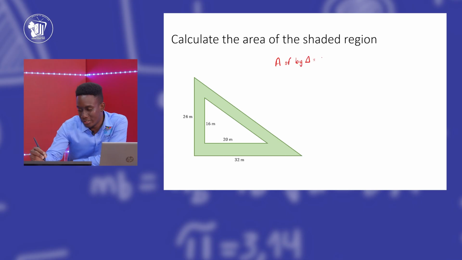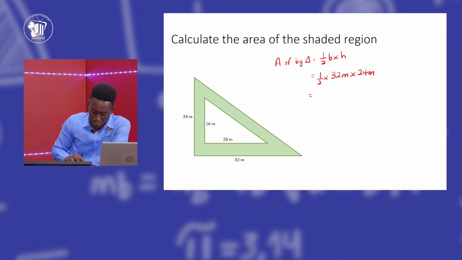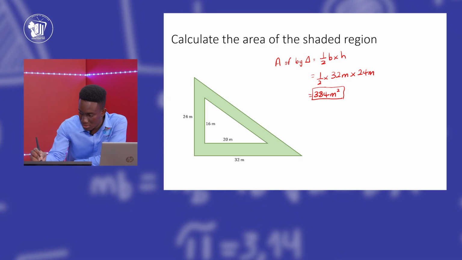You know for a triangle, it's half base multiplied by height, or base times height divided by 2. So the base of the bigger triangle is 32 meters and the height is 24 meters. So it's half times 32, which is 16. 16 times 24 would give us the area of 384 meters squared. So this would be the area.